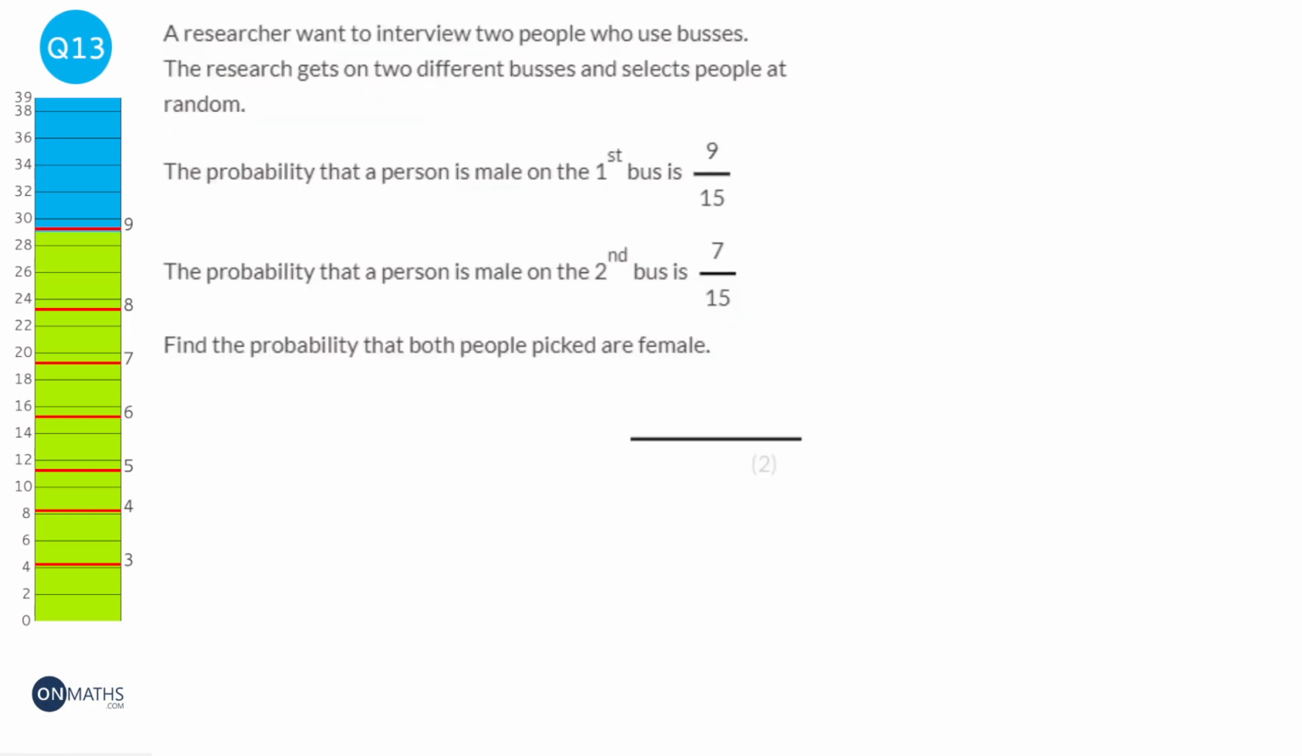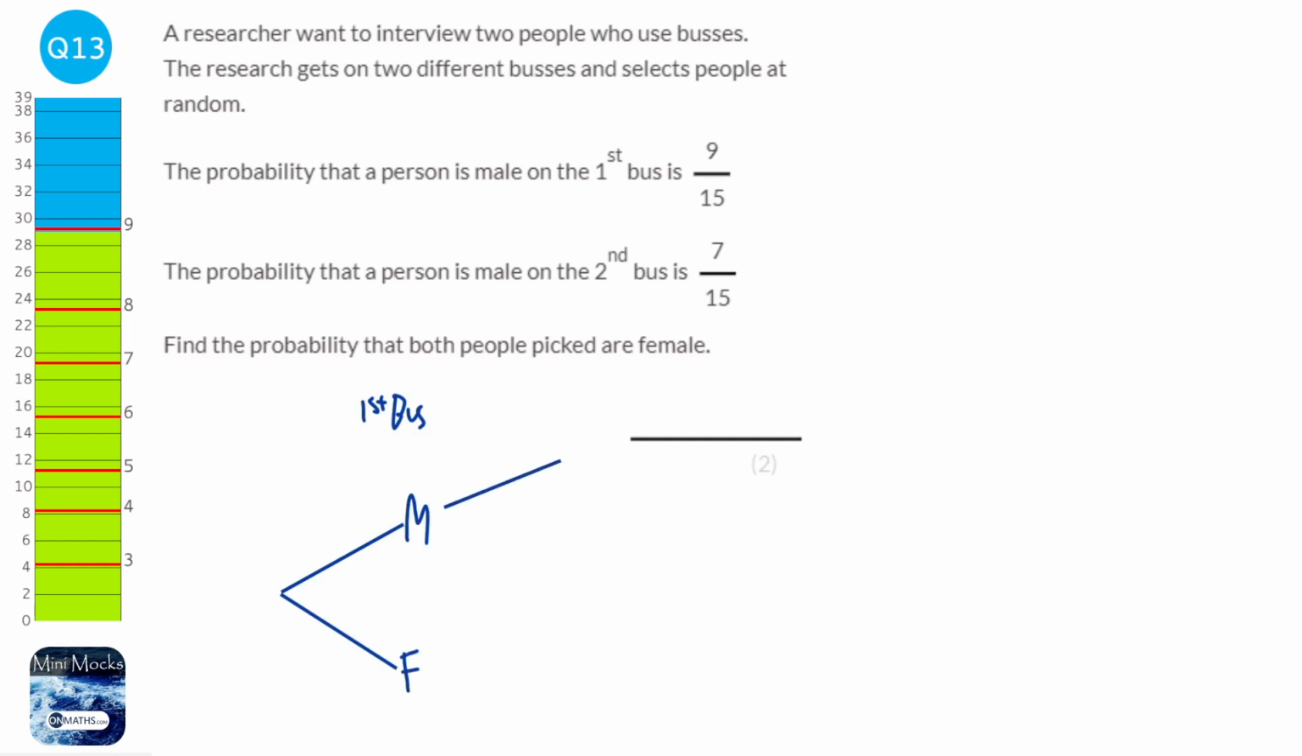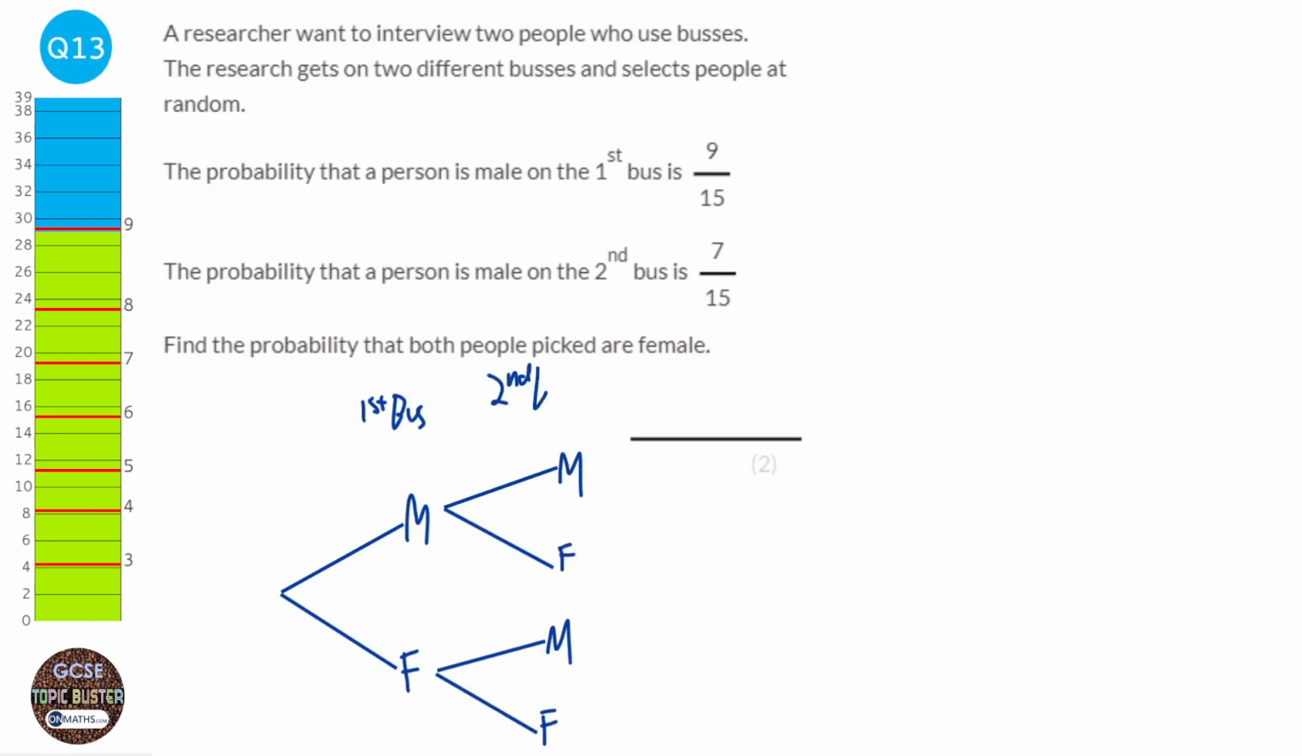There are a few different ways you could answer this question. I'm going to do it with a tree diagram, but you didn't need to draw a tree diagram to answer this question. So we've got our first tree, which is our first bus. And the choices are male and female. And we've got our second kind of branch, and it's still male and female. And this is our second bus.